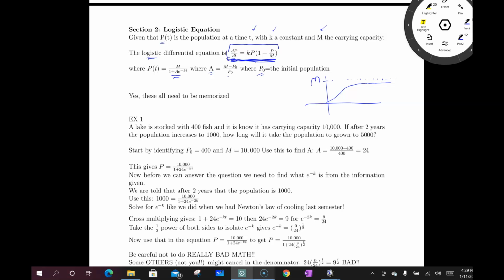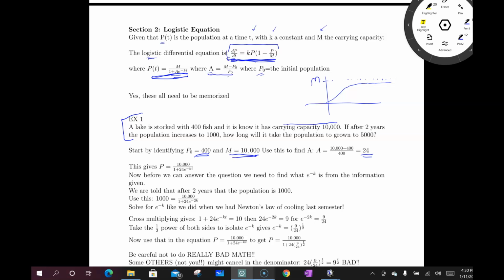All right, so here is your typical question. First off, I have a lake stocked with 400 fish. So that tells me P naught is 400. And I know the carrying capacity is 10,000, so capital M is equal to 10,000. So I've got the information I need to solve for my A. 10,000 minus 400 over 400 gives me A is 24. So I'm putting together my equation here. So I have 10,000 over 1 plus 24 e to the negative kt.